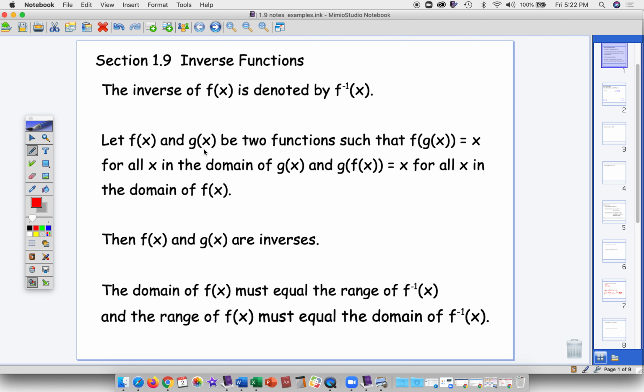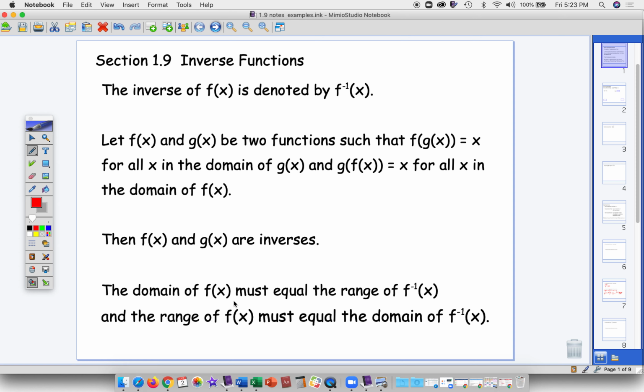So if we let f of x and g of x be two functions such that f of g of x is equal to x for all x in the domain of g, and g of f of x is equal to x for all x in the domain of f, then we can conclude that f of x and g of x are inverses. So this is what we do if you're asked to show algebraically that two functions are inverses. We calculate both compositions.